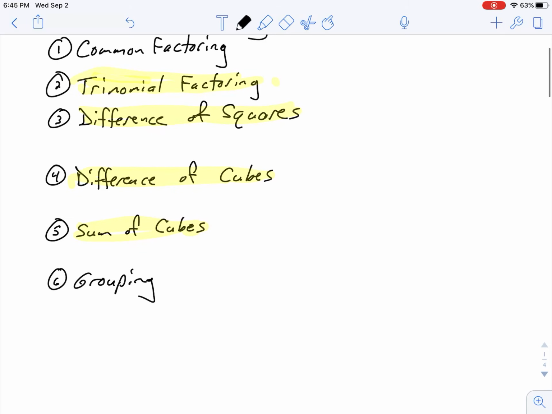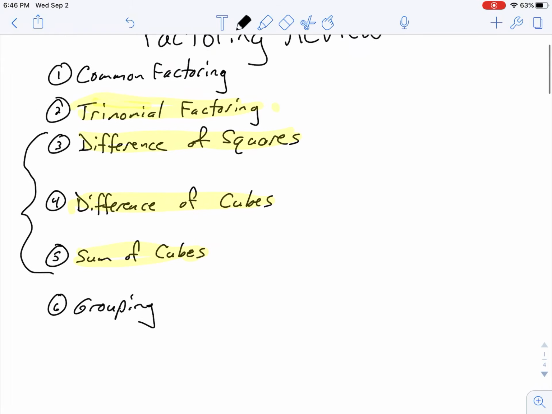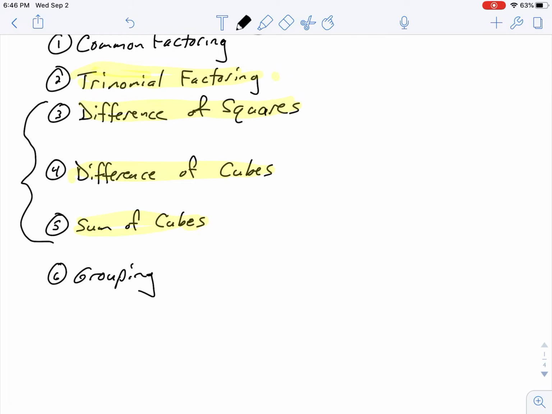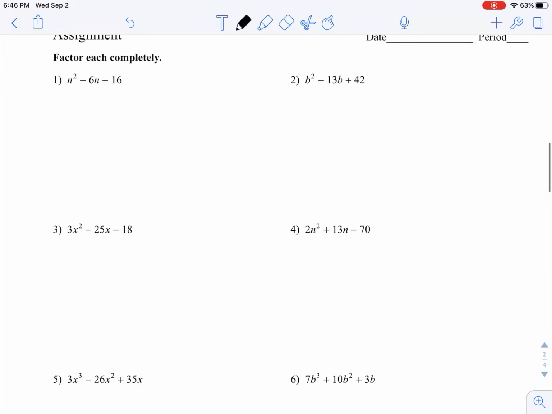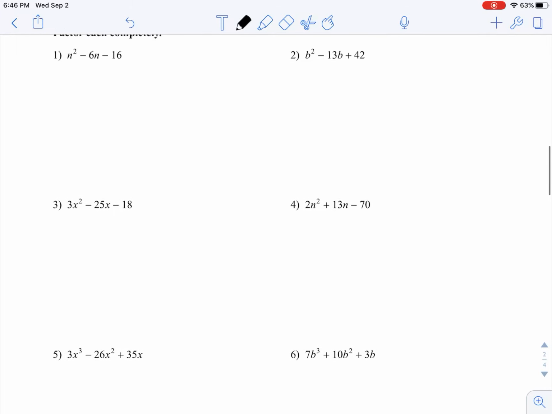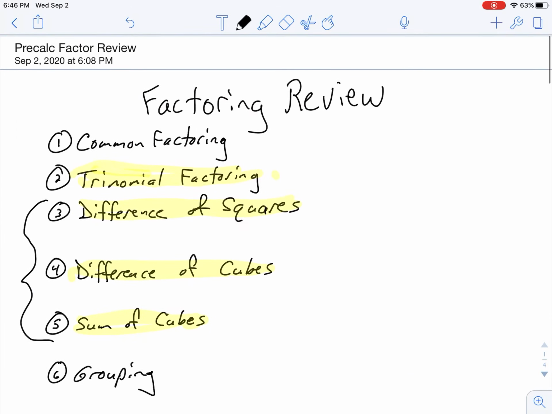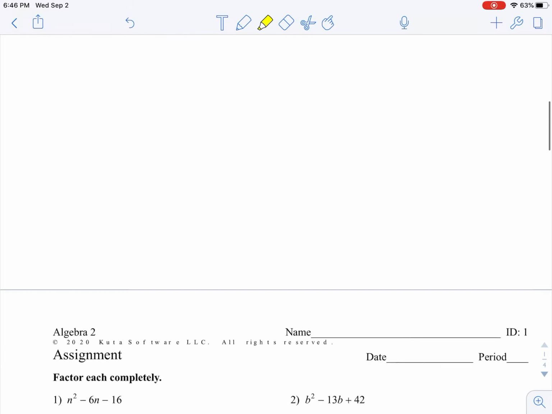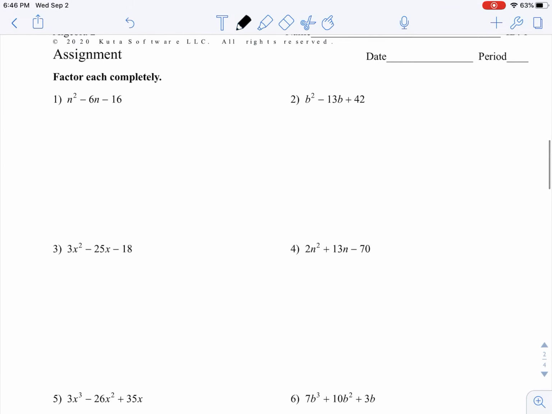Now, these 3 here all use formulas. I will scroll back up to this screen to write the formulas down when we get to that point. But we're going to start with trinomial factoring, which should be fairly straight up review from Algebra 2. Oh, you know what? I just realized there in fact will be some common factoring. I just saw that in an example. So my bad. We'll talk about that too.